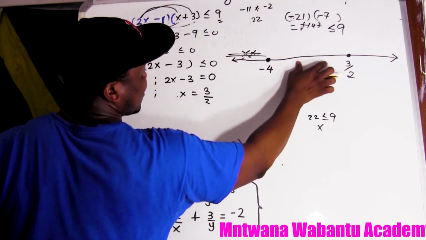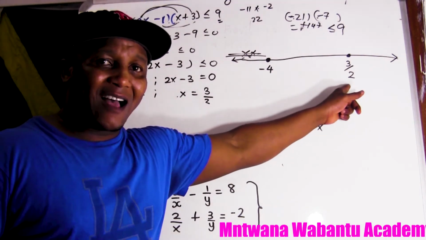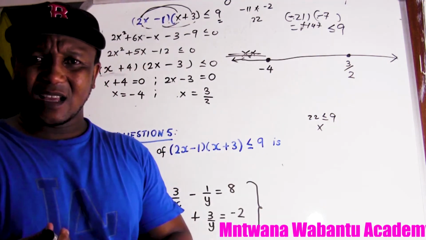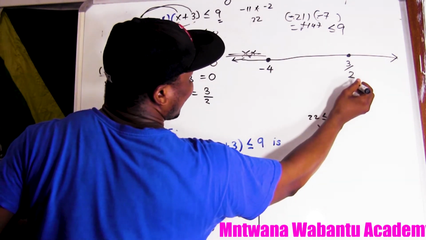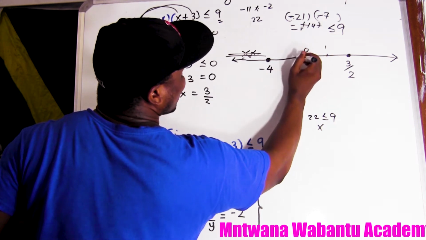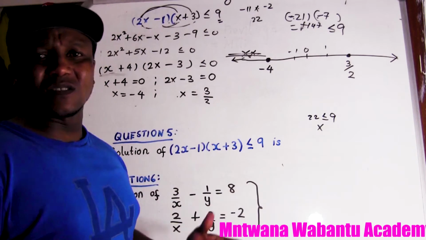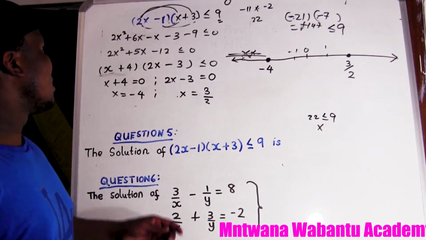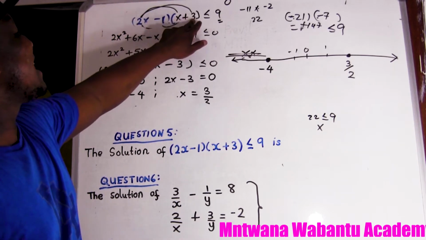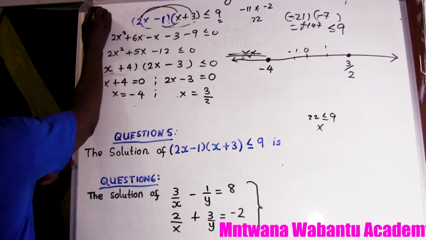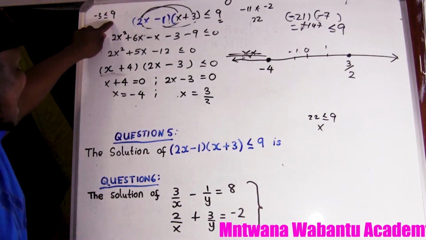So let's test a number in between, from negative 4 to 1.5, because 3 over 2 is 1.5. We can take 1, we can take 0, because they all lie in between here. Like this is 1.5, right? Means you could take 1, you could take 0, you could take negative 1, and we test. Let's test maybe 0 and 1. We don't want to take a lot of them. Okay, 0. If you put 0, it's going to be negative 1. If you put 0, it's going to be 3. Negative 1 times 3, negative 3. So is negative 3 less or equal to 9? Oh yes, negative 3 is less than 9.